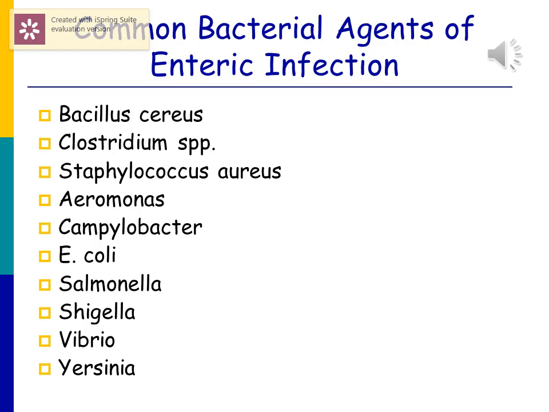So the common bacterial agents of enteric infection: you have Bacillus cereus, Clostridium species, Staphylococcus aureus, Aeromonas, Campylobacter, Escherichia coli, Salmonella, Shigella, Vibrio, and Yersinia.